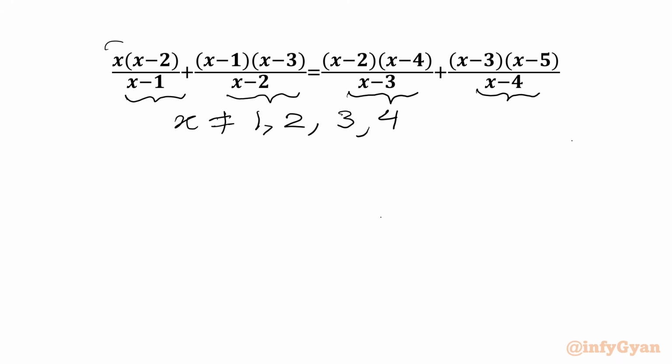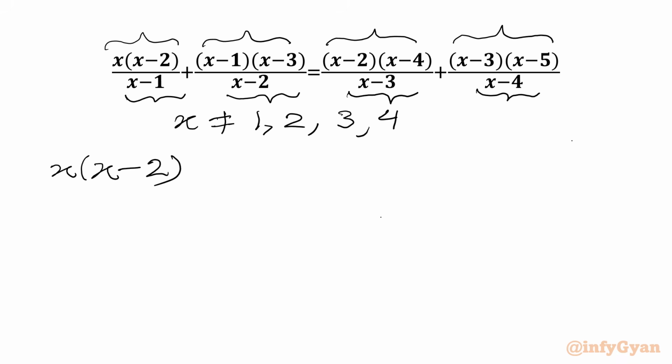Now we have x times x minus 2, x minus 1 times x minus 3, x minus 2 times x minus 4 and x minus 3 times x minus 5. Let's write x times x minus 2. x can be written as x minus 1 plus 1. x minus 2 is x minus 1 minus 1.